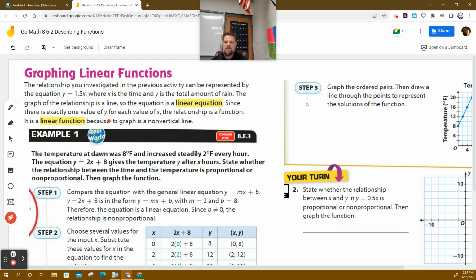So remember, whenever you see the word functions, you have one unique output per input. That's just the way it works. When you plug in a number, you get out another number, and it's only one number, and that's it.